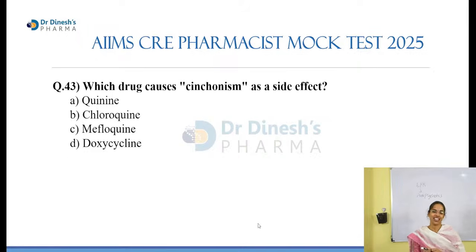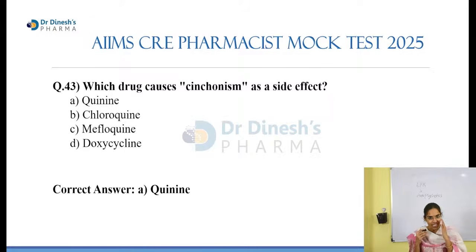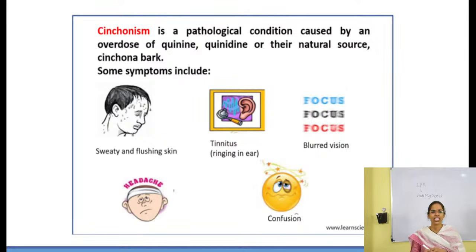Okay, so quinine and quinidine are the drugs that usually cause cinchonism. That is the reason quinine is less used as an anti-malarial. That's why we have gone for primaquine, chloroquine, all these drugs are used, because of the reason that quinine causes cinchonism. Next slide, please. Yeah, so cinchonism is usually caused due to overdoses of quinine, quinidine, which are obtained directly from natural sources. What happens? It has flushing of the skin. Okay, tinnitus.